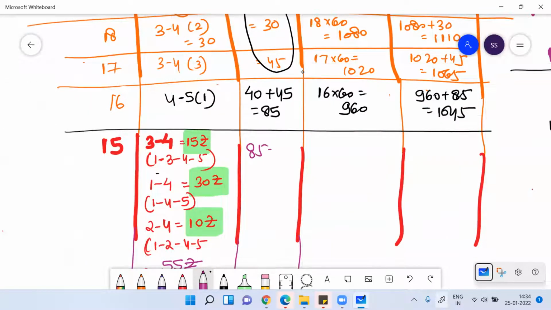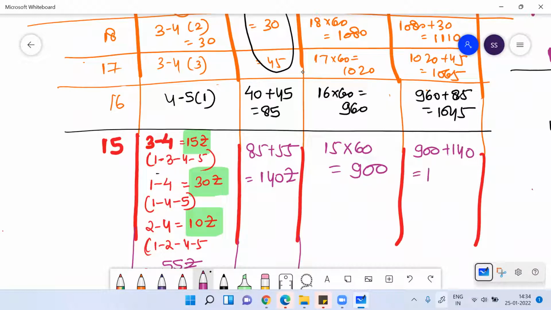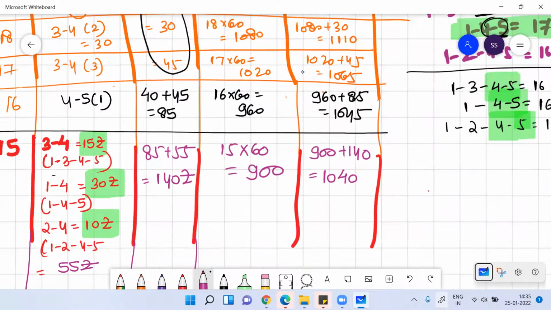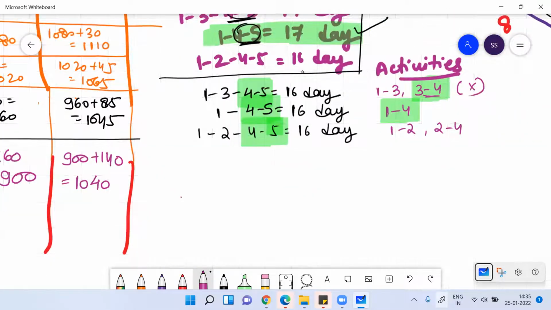Okay, total crashing cost will be 85 plus 55. That will be 140 rupees. And now indirect cost will be 15 into 60, 900 rupees. Okay, and the total cost will be 900 plus 140. The total cost will be 1040. Clear, everyone?